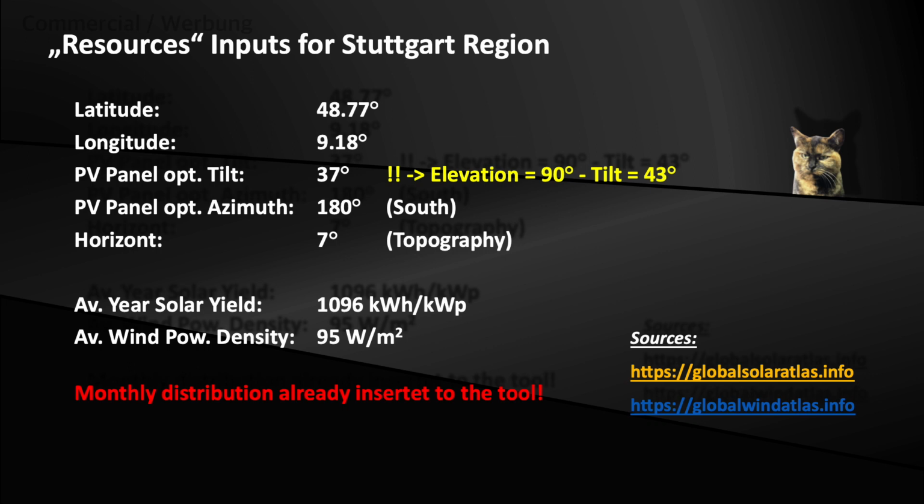Of course, in a real scenario, it is not sure that we can realize the optimum angles for our solar panels. But anyway, we can use them to compare our real scenario with the optimum yield we could achieve. We also derived the 7 degrees horizon angle from the Global Solar Atlas.